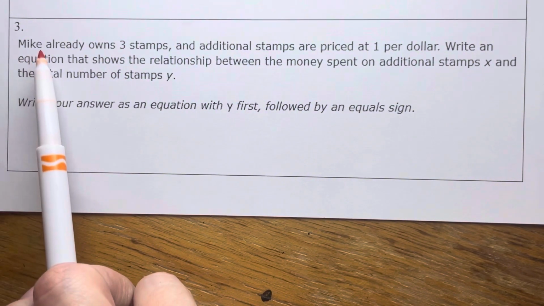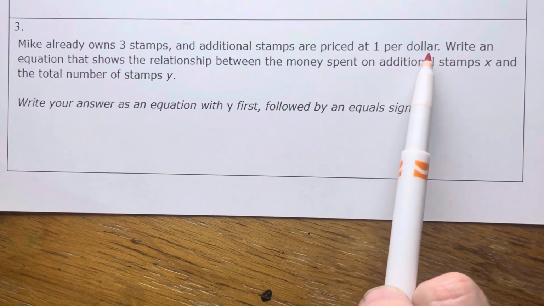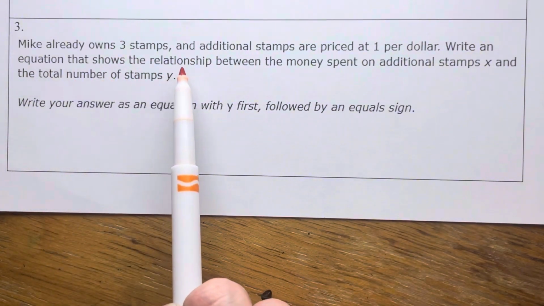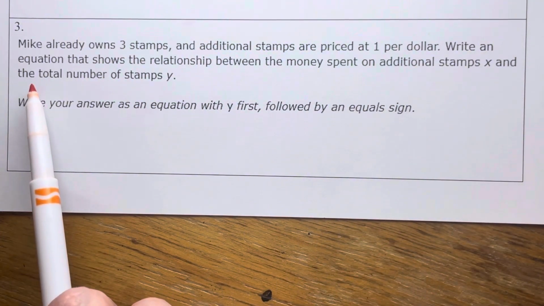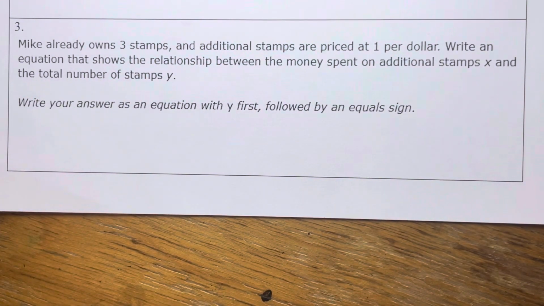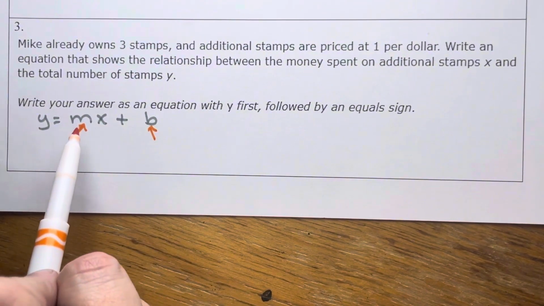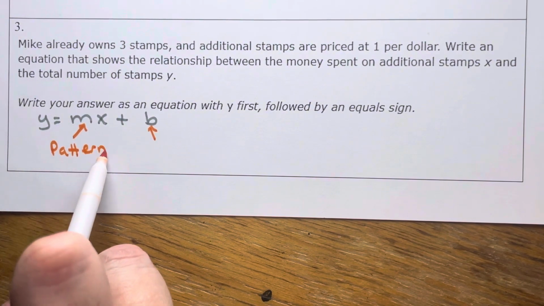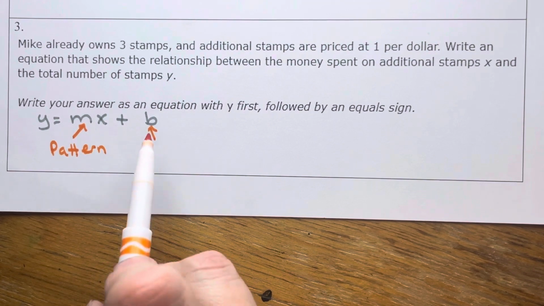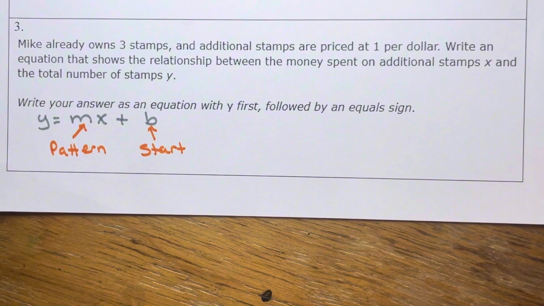Example 3. Mike already owns 3 stamps, and additional stamps are priced at 1 per dollar. Write an equation that shows the relationship between the money spent and the additional stamps x versus the total number of stamps y. So we already know that our slope-intercept form of the equation has m being the pattern of behavior that happens again and again and again in our story, while b is something that happened at the start. It's already happened at the beginning of some event.